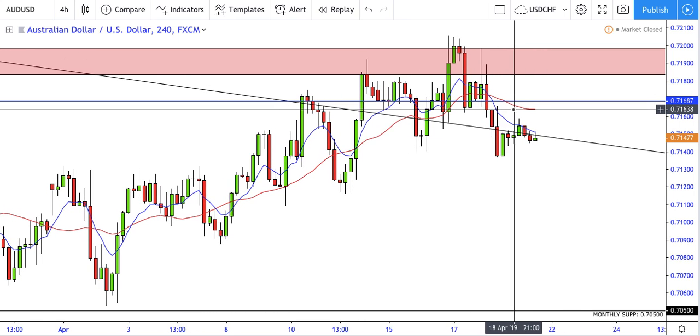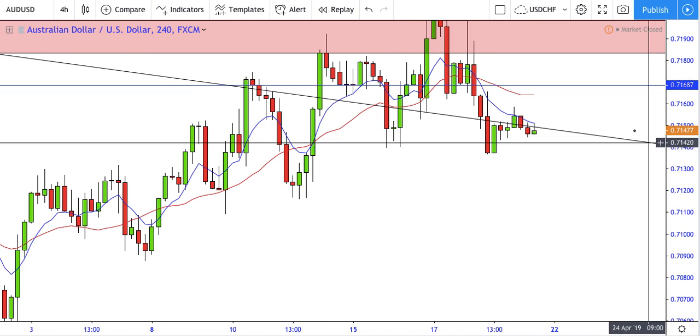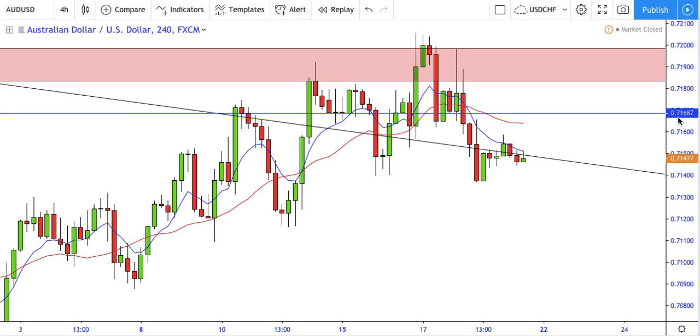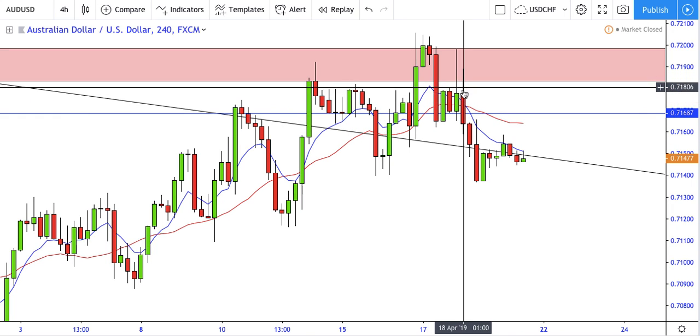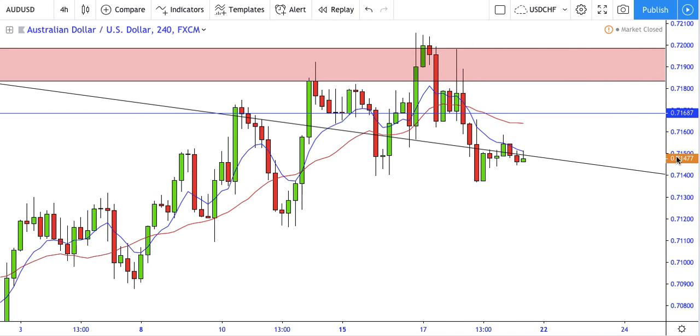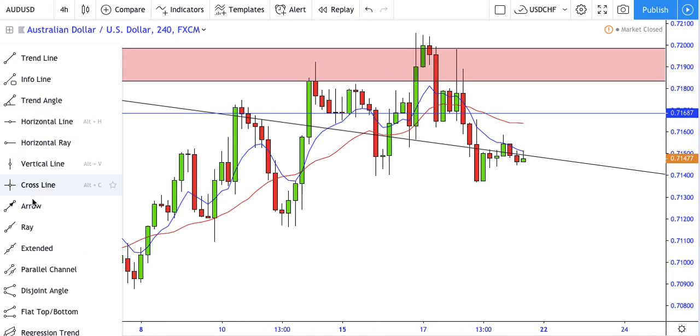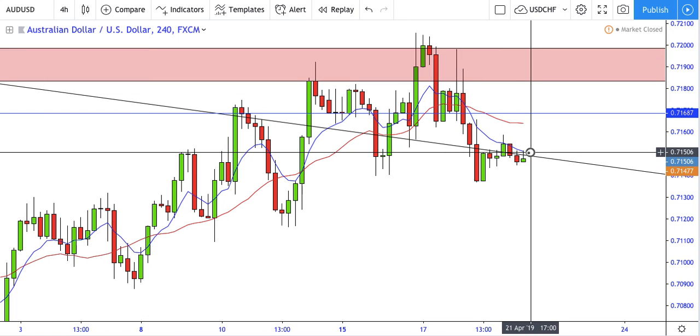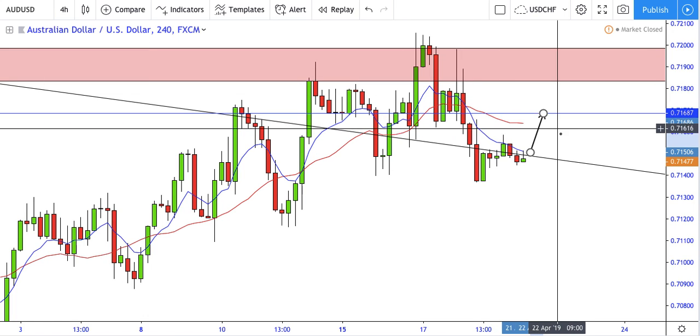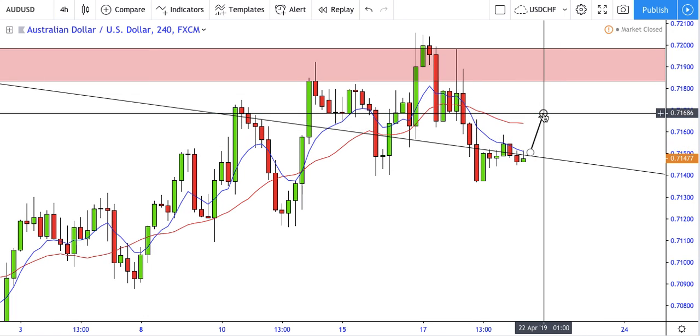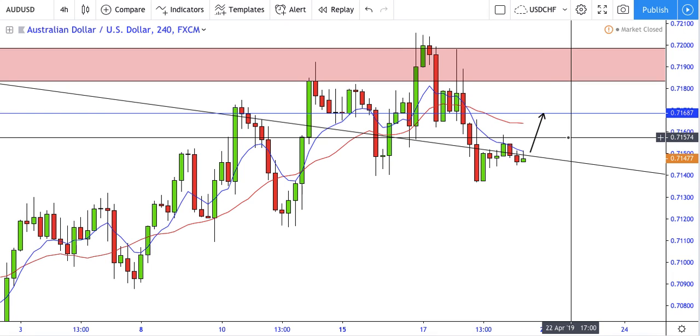Okay, we can also notice that the singular wick high of 0.71687, we broke through it. However, the retest did not occur or did not happen. So we can look for potential retest of this broken support. So we can expect price to come up for a retest of the support before ultimately looking for sell positions.